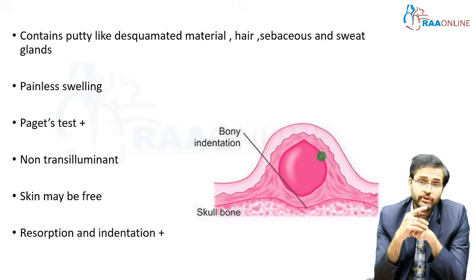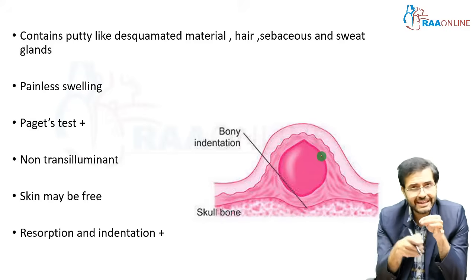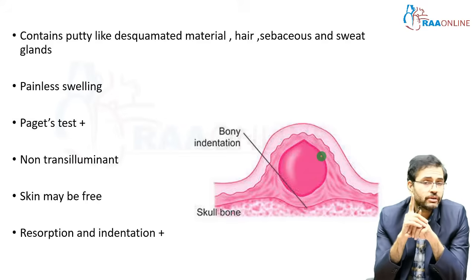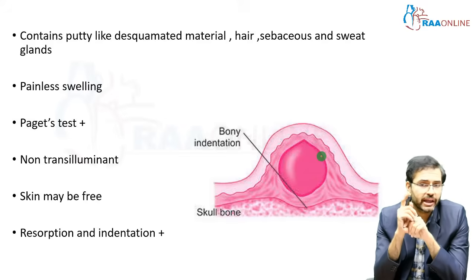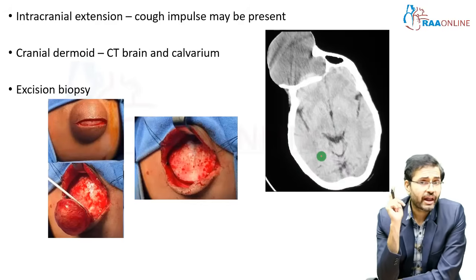These are non-transilluminant because the content, like I said earlier, is putty-like material. The skin might be free in such cases because the ectodermal invagination occurs a little deep. There is no skin involvement. Characteristically, they are known to cause resorption and indentation of the underlying bone. When you have an intracranial extension of a dermoid, you can have a cough impulse which might be present.